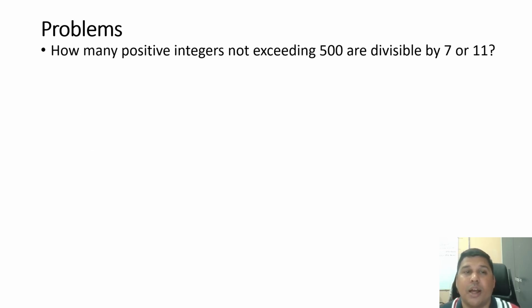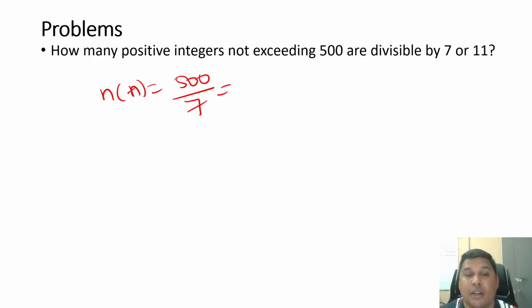Let's see two more problems. How many positive integers not exceeding 500 are divisible by 7 or 11? So here it is asking how many integers are there which are less than 500, which are divisible by 7 or 11. So first find out numbers which are divisible by 7. So it is nothing but 500 by 7, which is around 71.42. So we have to take the lower value, that is 71.